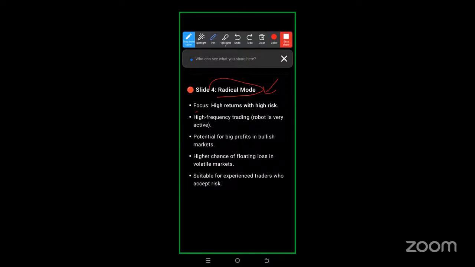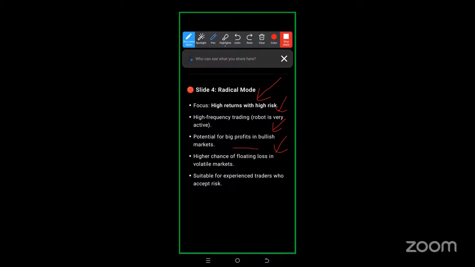It is for experienced traders who accept risk. But before we come here, focus high returns with high risk. Number two, high frequency trading. Robot is very active. Number next, potential for big profits in bullish markets. The next, higher chance of floating loss in volatile markets.